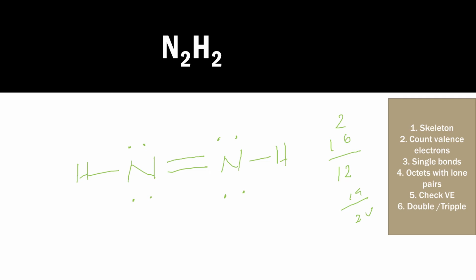One bond, and then what happened? 2 electrons disappear like this. So now you can see each nitrogen has an octet: 2, 4, 6, 8. 2, 4, 6, 8. Therefore this is the Lewis structure for N2H2. Okay, we move to the other one.